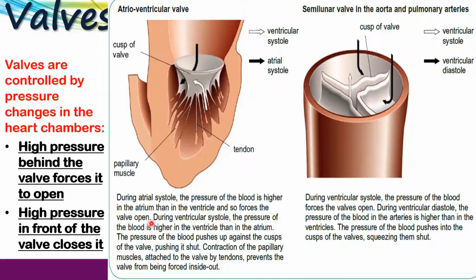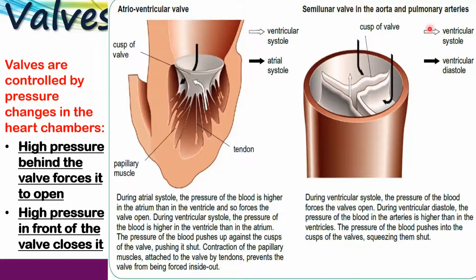During ventricular systole, when the ventricle is contracting, the pressure of the blood is higher in the ventricle than in the atrium. The pressure of the blood pushes up against the cusps of the valve, pushing it shut. Contraction of the papillary muscles attached to the valve by the tendons prevents the valve from being forced inside out.